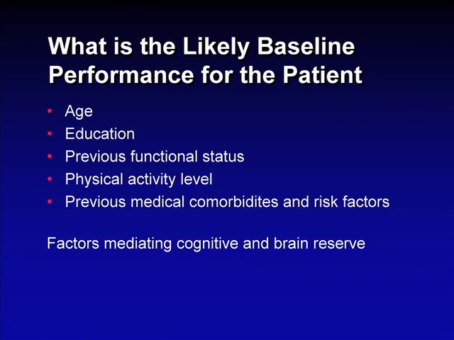Previous medical comorbidities and risk factors, including diabetes, hypertension, and hypercholesterolemia, are really crucial, because most of the dementia syndromes that you see later on in your age, as Dr. Shelton is going to talk about, are related to vascular risk factors. So these factors mediate cognitive and brain reserve.